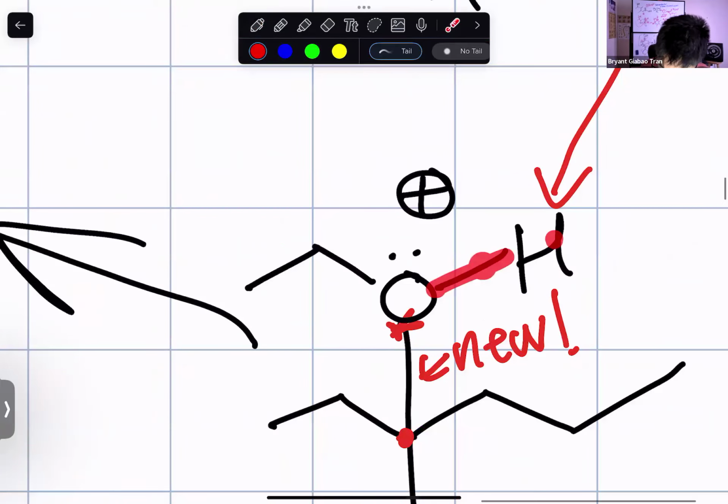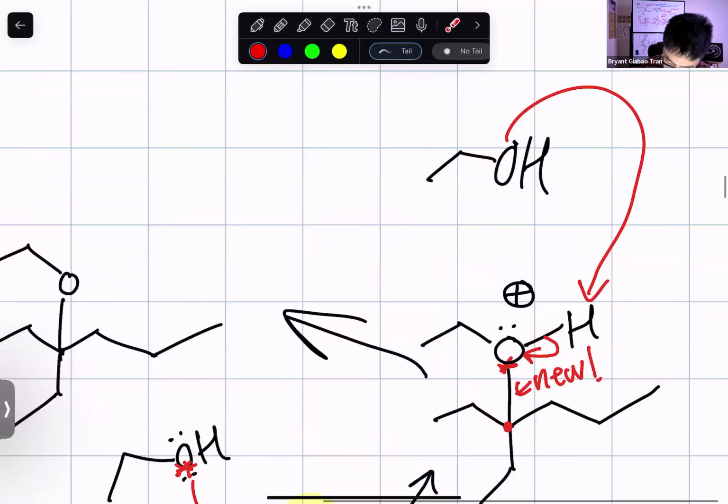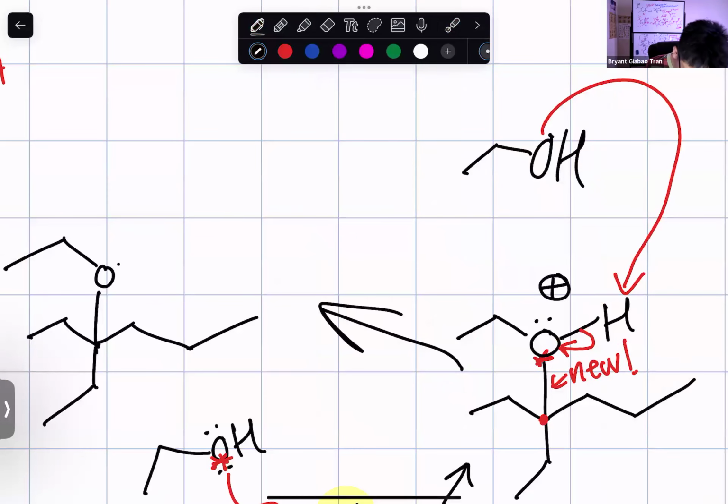This bond between the oxygen and H has 2 electrons. Those 2 electrons are going to go onto that oxygen right there when this base rips off that hydrogen from that oxygen, which is why it will now have 2 pairs of electrons. It gained an extra pair from that bond between oxygen and hydrogen.